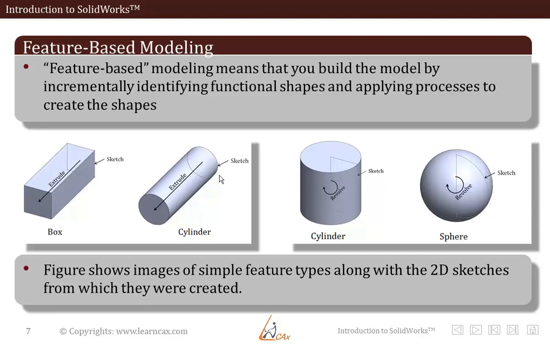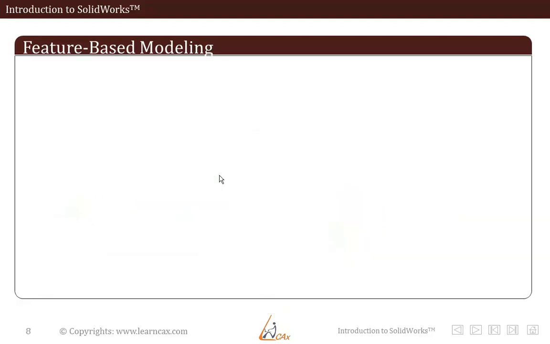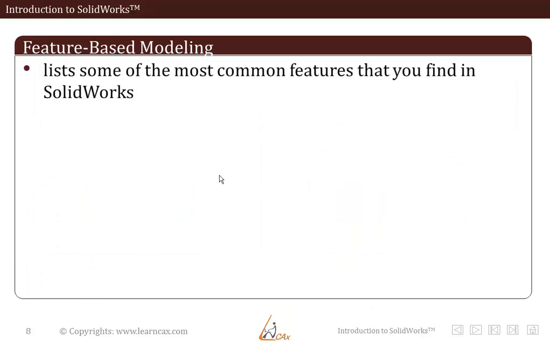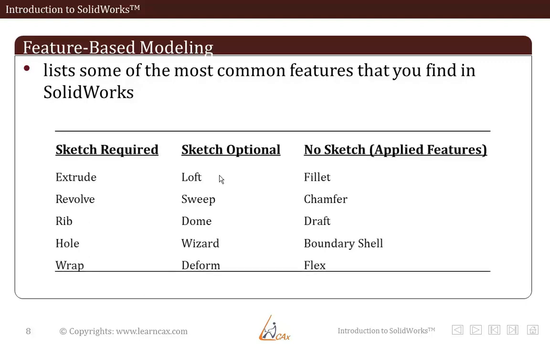In general, when I talk about modeling, I am talking about solid modeling, although SolidWorks also has a complete set of surfacing tools. We'll get to know the difference between solid and surface modeling in the later lectures. So the figure shows images of simple feature types along with 2D sketches from which they were created. We will now find out what sort of features SolidWorks actually supports. So we'll see the list of most common features that you will find in SolidWorks.